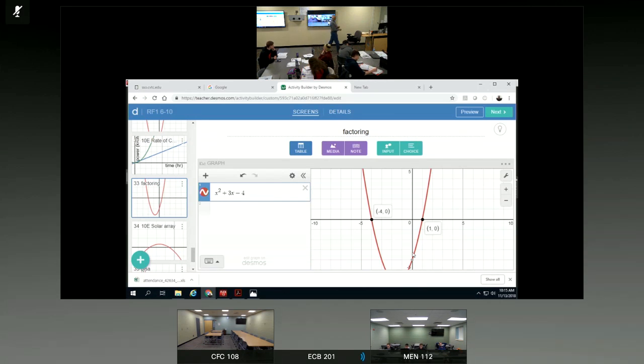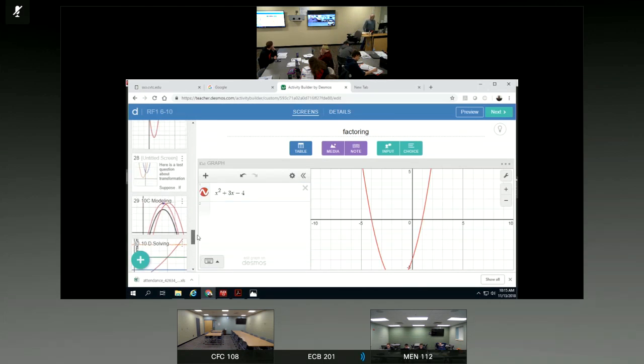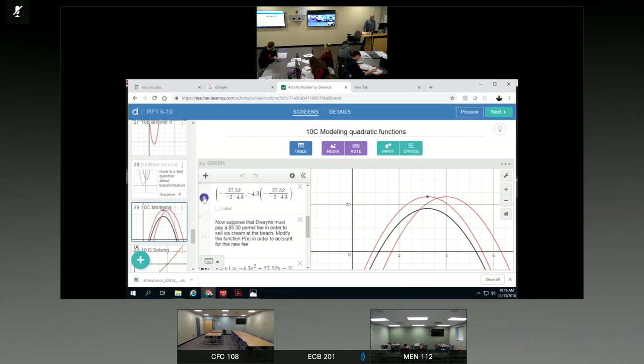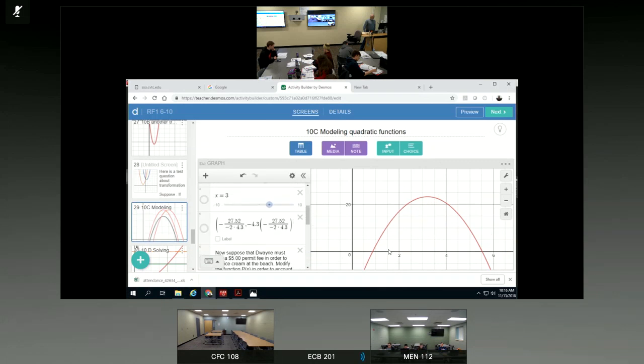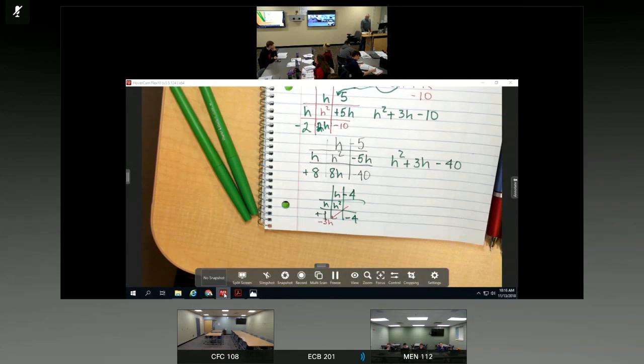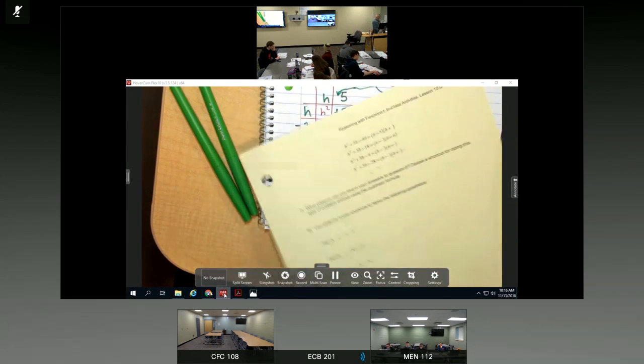In my mind, factoring is way overstressed. Because look at this one right here that we did in the last lesson, where we were talking about selling the ice cream bars. Would we have been able to find these two coordinates by factoring? Not very easily. Because if you notice, we've got that negative 4.3 out front. That makes it hard to factor. You have to divide everything by negative 4.3. Last one. H squared plus 3h minus 28. So if you notice, the two numbers are negative 7 and positive 4.